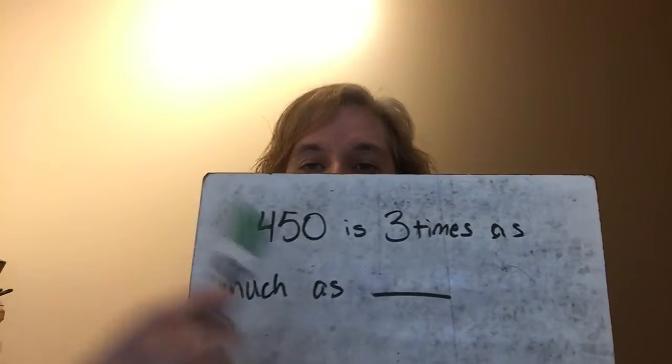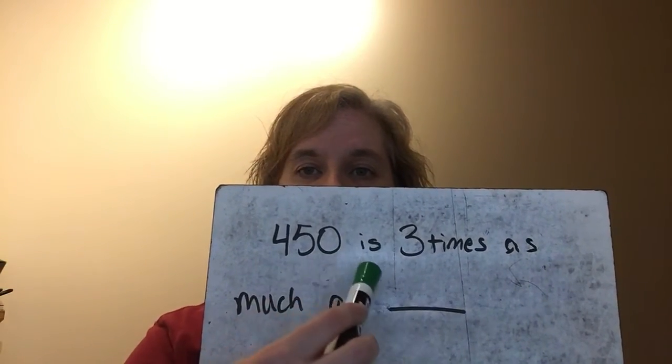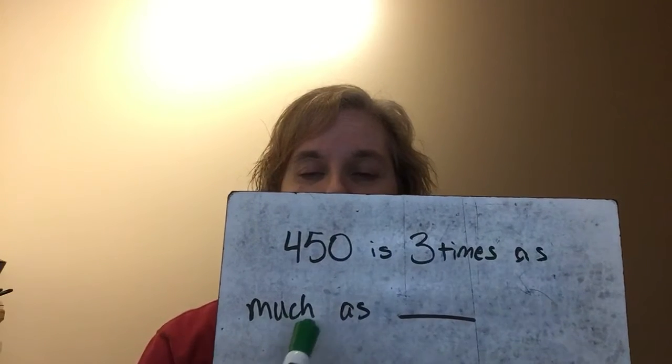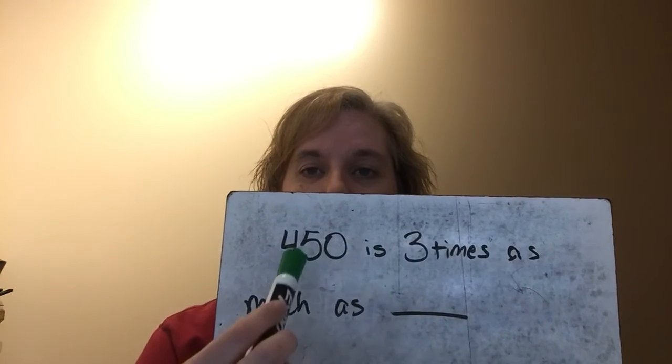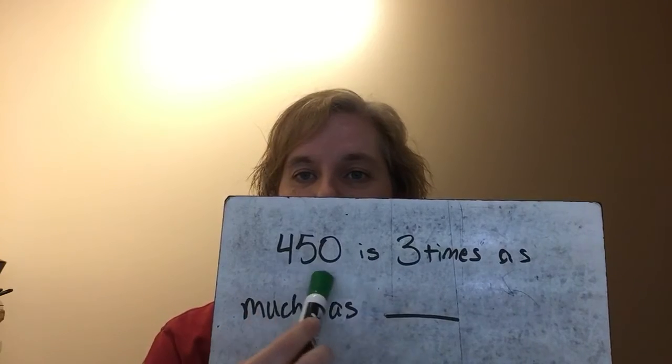Let me give you an example. Let's pretend that I have a St. Bernard. And I say my St. Bernard Frederick weighs 450 pounds. He weighs 3 times as much as my other dog. So I would be saying 450 is 3 times as much as blank. To do this, all I have to do is say 450 divided by 3. Let's work that out.